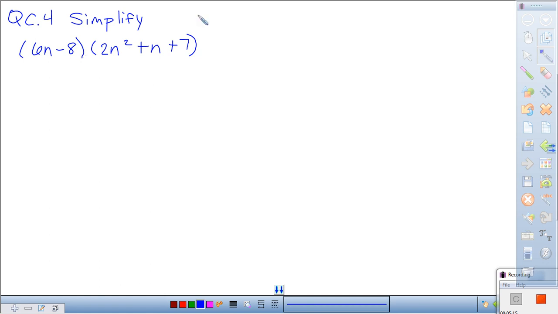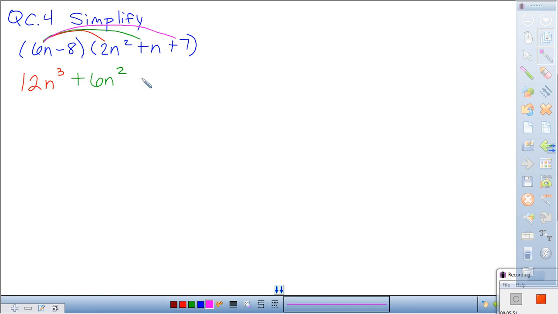So I'll start by just doing the horizontal method since it's really already set up for that. So we just need to multiply 6n times everything in this trinomial and negative 8 times everything in this second polynomial. So I have 6n times 2n squared, 6 times 2, 12, n times n squared, n cubed. Then we have 6n times n, so that's a positive 6n squared. Finally, we have 6n times 7.